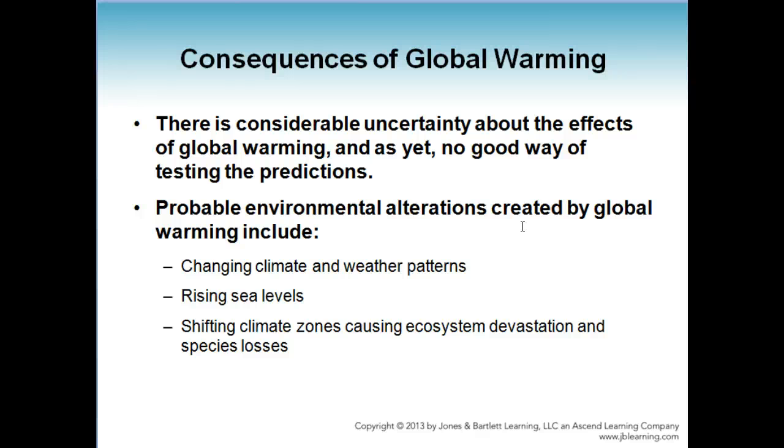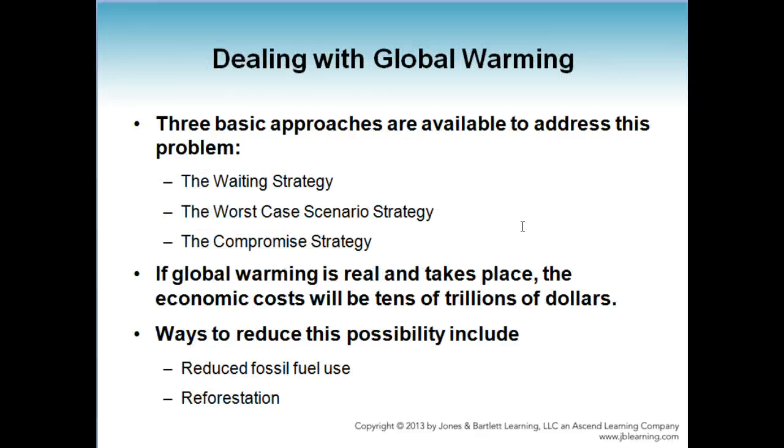There's considerable uncertainty about the effects of global warming, and as yet no good way of testing the predictions. Probable environmental alterations created by global warming include changing climate and weather patterns, which some say we're already seeing, rising sea levels, which can be measured, and shifting climate zones causing ecosystem devastation and species loss.